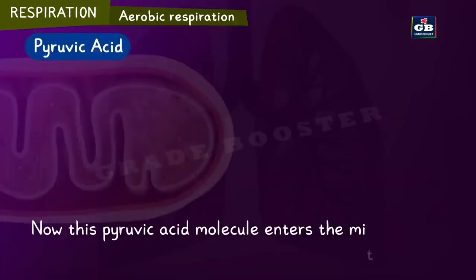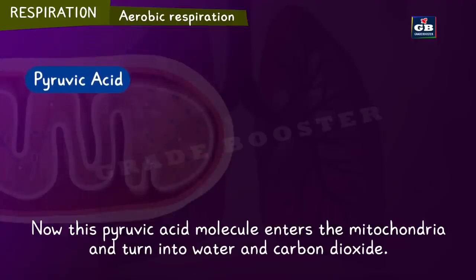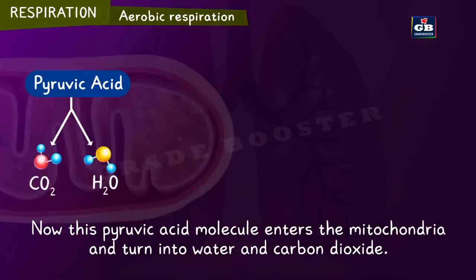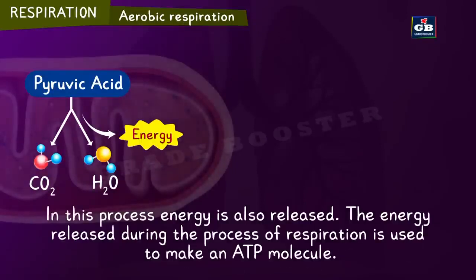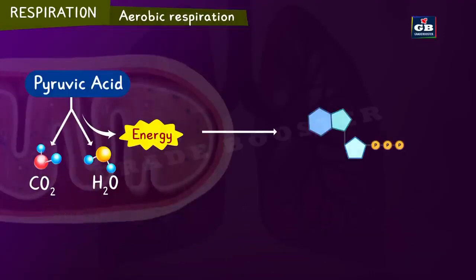Now, these pyruvic acid molecules enter the mitochondria. Inside the mitochondria, these pyruvic acid molecules turn into water and carbon dioxide. In this step, energy is released. The energy released during the process of respiration is used to make ATP molecules. ATP means adenosine triphosphate. Let's see how an ATP molecule is made.